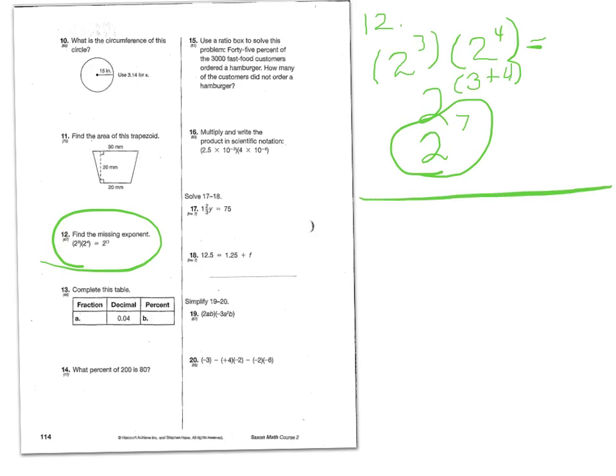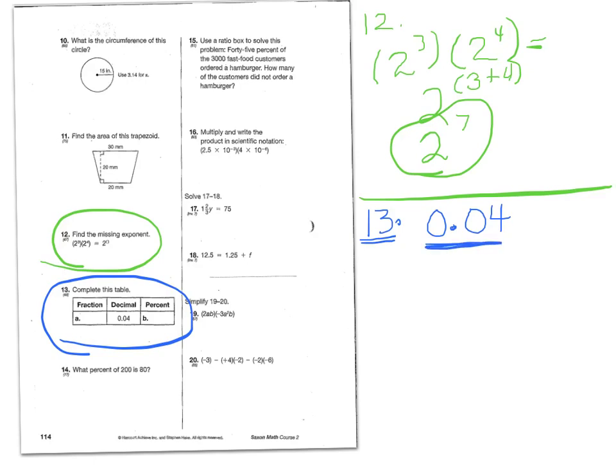Now, number 13, we have a table. Number 13 is one of those that I've said we're going to see all year long. The fraction and the percent is what's missing. We actually have the decimal, which is 0.04. We want to know what the fraction and the percent is. If you read this out loud, you will remember that this is tenths, hundredths. This is actually 4 hundredths.